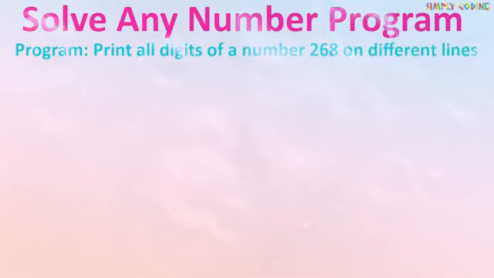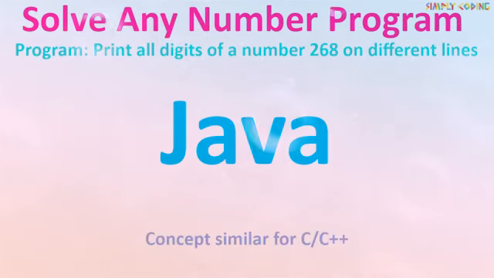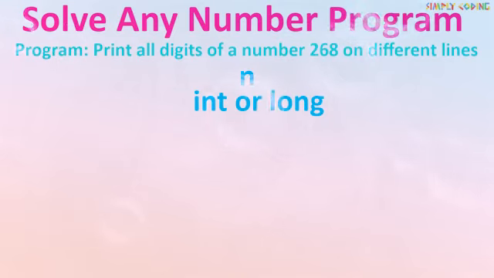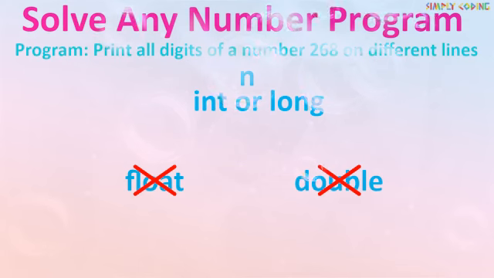Before I explain the template, let's understand some basics with a simple example program where we have to print all digits of a number on different lines. I'm using Java language over here, but if you know C, C++, you can continue watching as concept-wise it is the same. So the first thing is that we will assume we have some number n which we need to break into digits. This number has to be int or long as the logic which we will be using does not work on decimal numbers like float or double.